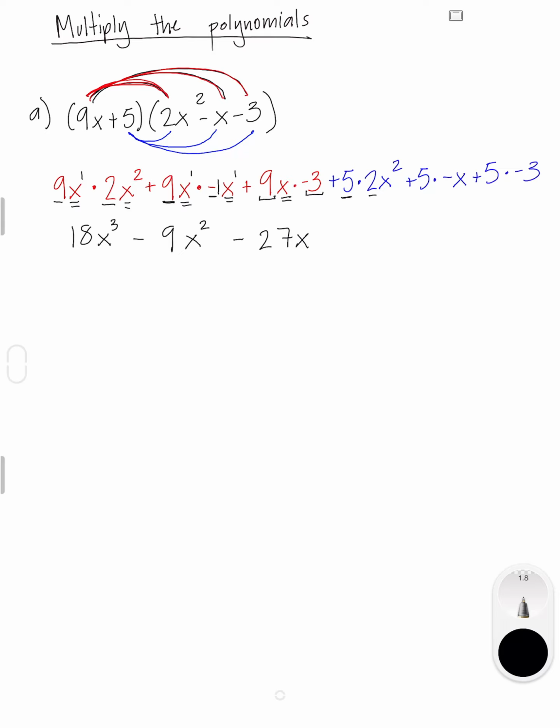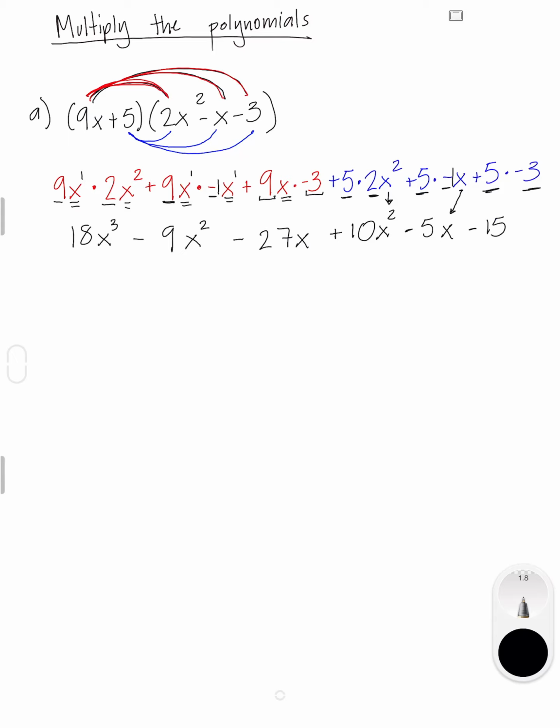Now for the 5, we have 5 times 2, which is positive 10. And then 5 doesn't have an x, so it's just x squared. We bring it down. Then we have 5 times negative 1, so that's going to be negative 5. And then there's no x, so this is just going to come down. And then 5 times negative 3, that's negative 15. Now we are not done yet.